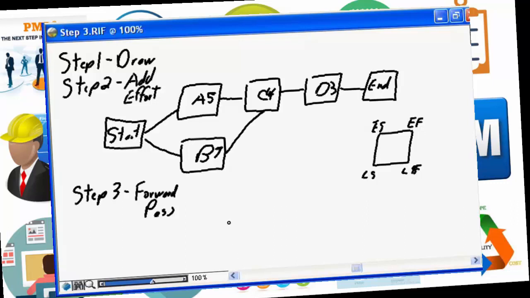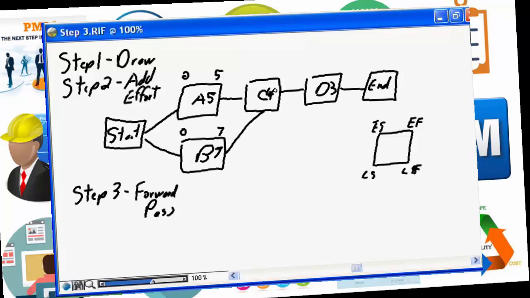So with that in mind, we're going to go through and calculate our forward pass. The earliest possible start date for A and B, because they're at the beginning of our project, are 0 and 0. The earliest possible finish date for A, because A is going to take 5 days worth of effort, is going to be on day 5 of our project. The earliest possible finish date for task B is going to be 7, because 7 is the number of days it's going to take to complete B.